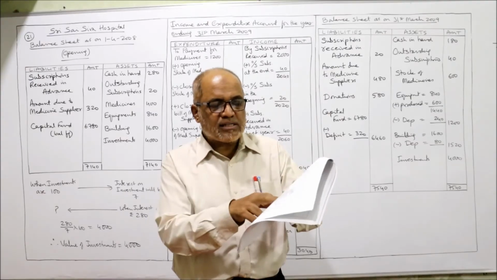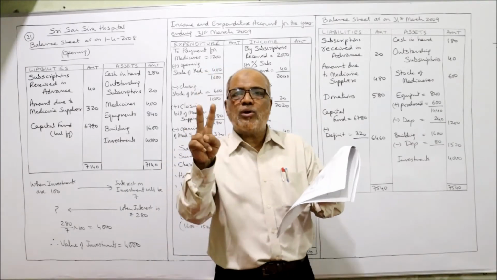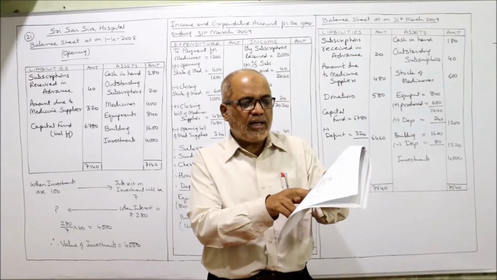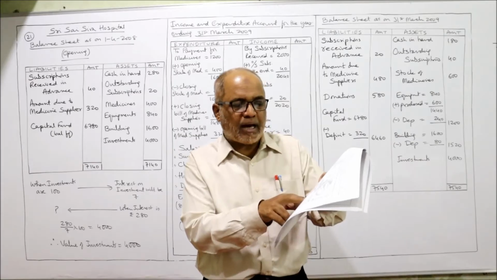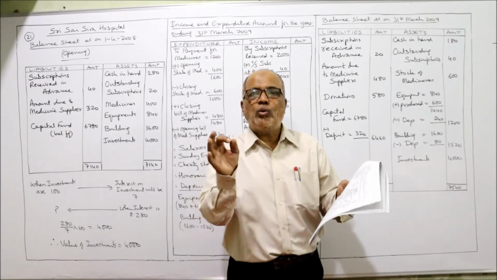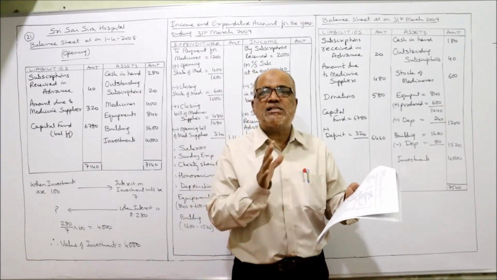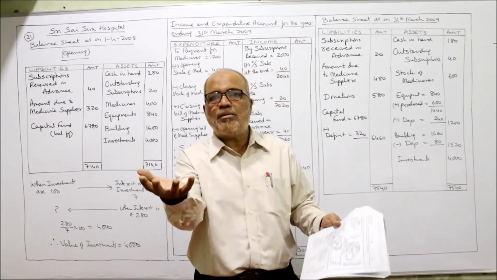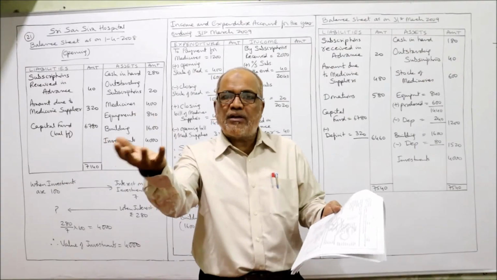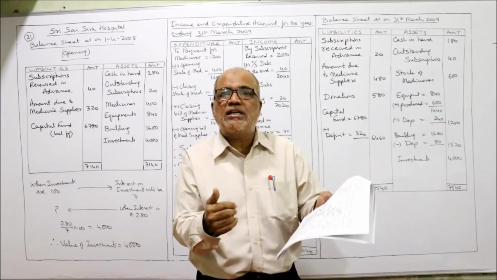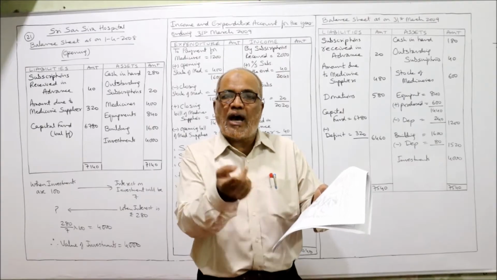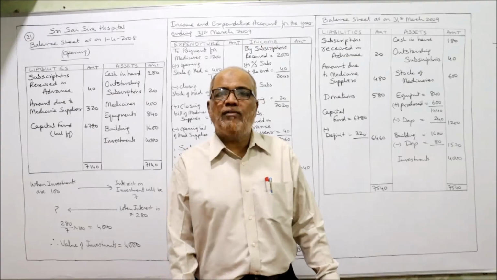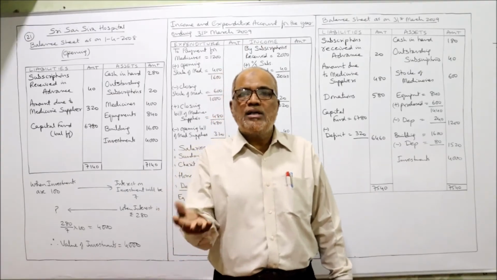Then receipts are subscriptions. 2000 rupees are received on subscriptions. Interest on investment at the rate of 7% per annum is 280. So 280 rupees is the interest received on investment. That means this hospital is having some investment, and on that investment the hospital is getting interest at the rate of 7%, and that interest comes to rupees 280. But the value of the investments is not given. We have to find out how much is the value.